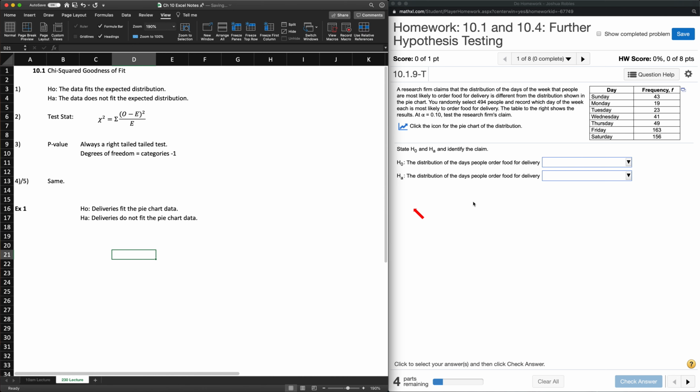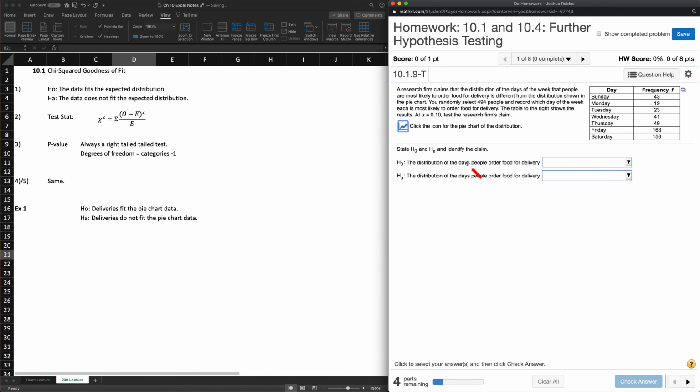Okay, let's see how they worded that. So the distribution of days people order food for delivery. So the null hypothesis should be that it fits the pie chart data, which is the expected distribution for this problem, as shown in the pie chart. So that's what we said, a little bit fancier. The distribution of days people order food for delivery differs from the expected distribution, which is the distribution given in the pie chart. So we have to make sure we separate the actual frequency data we get, the observed data, and the expected distribution.